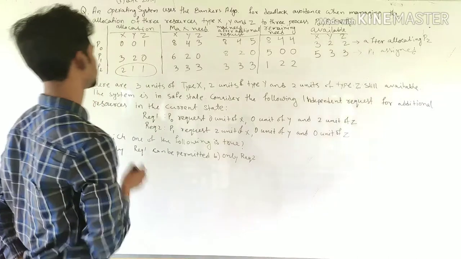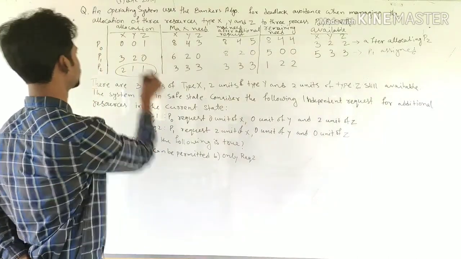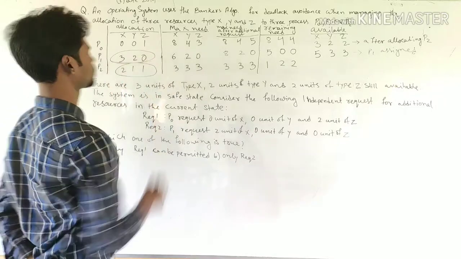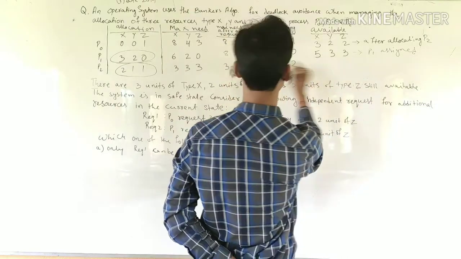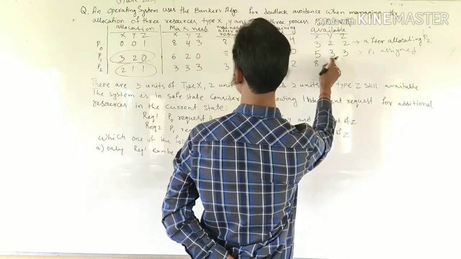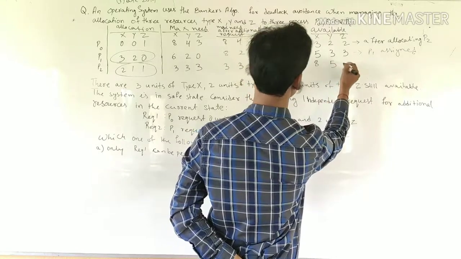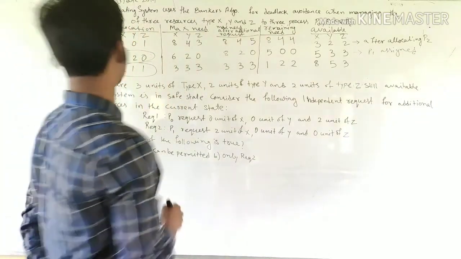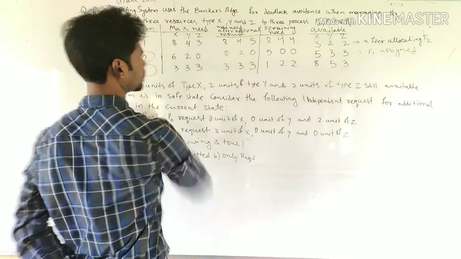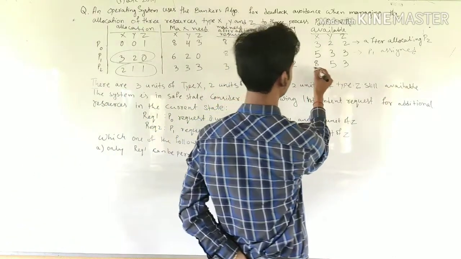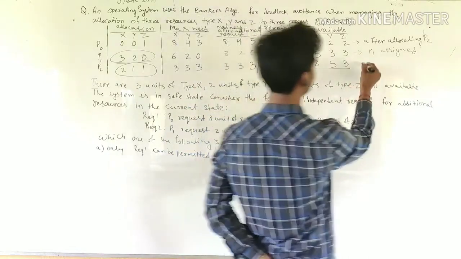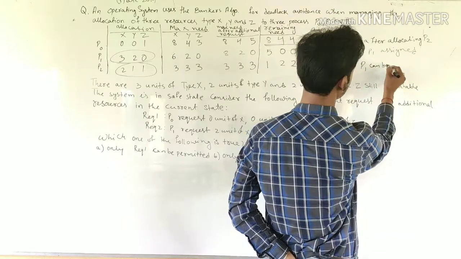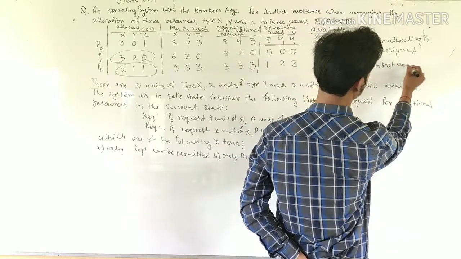After completion of P1, it will release its allocated resource, that is 3 2 0. Now, what will be the available resource? 5 plus 3 is 8, 3 plus 2 is 5 and 3 plus 0 is 3. Now, we have available resource 8, 5 and 3. Remaining we have the P0 process, but there is not sufficient available resource to execute the remaining need for P0.